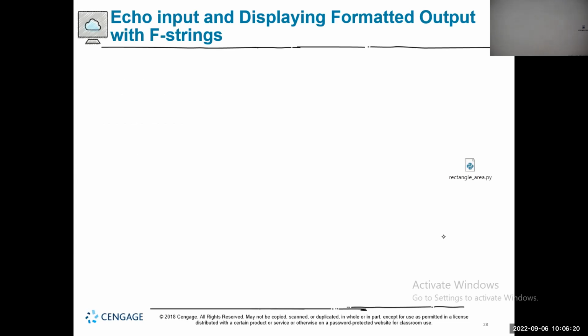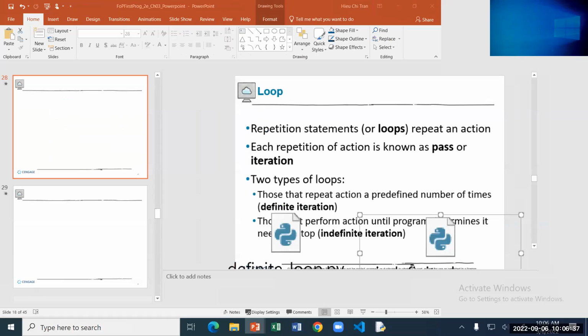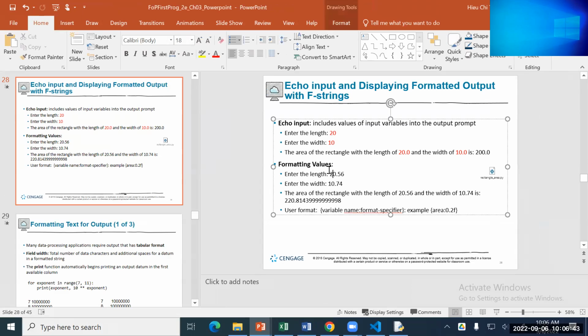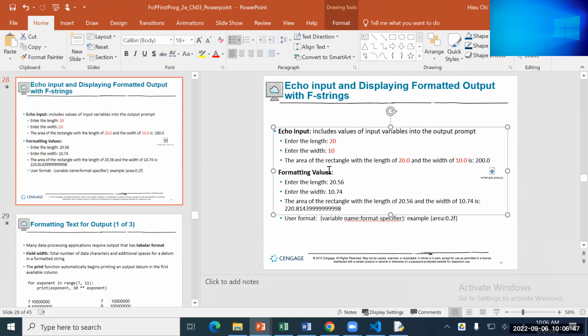Okay, that one is the echo input that I mentioned at the beginning of the class here. To make it make more sense, for the output, normally you include the value of the input into the output prompt. So think about this program here. It's an echo input: it includes the value of the input variable in the output prompt.